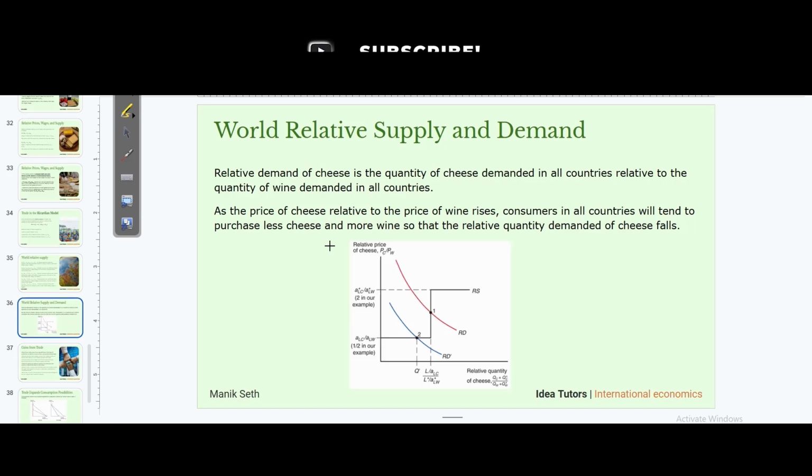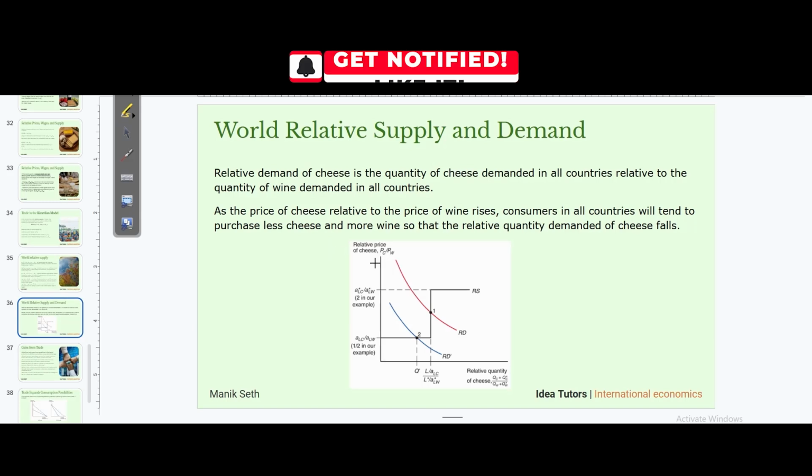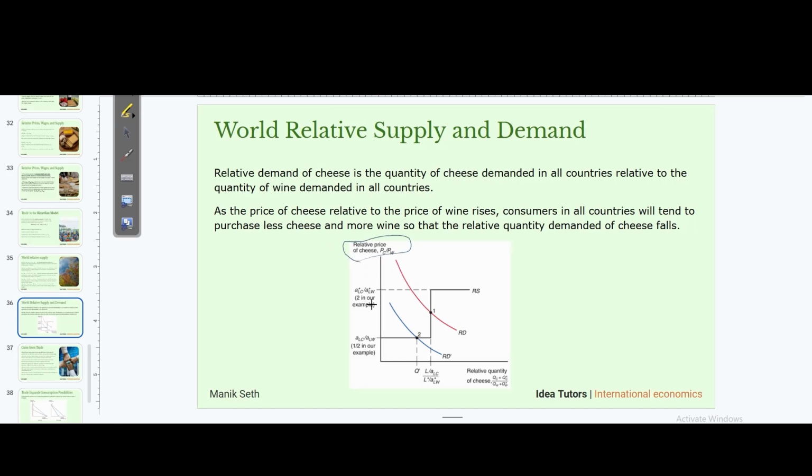As the price of cheese relative to the price of wine rises, consumers in all countries will tend to purchase less cheese because it has become costly, and more wine, so the relative quantity demanded of cheese falls, obviously because the prices are rising. Same downward sloping demand curve, and then we have the relative quantities on these two axes, and this is how we will see how supply and demand will work.